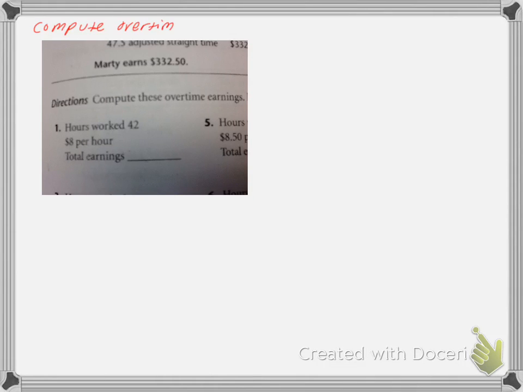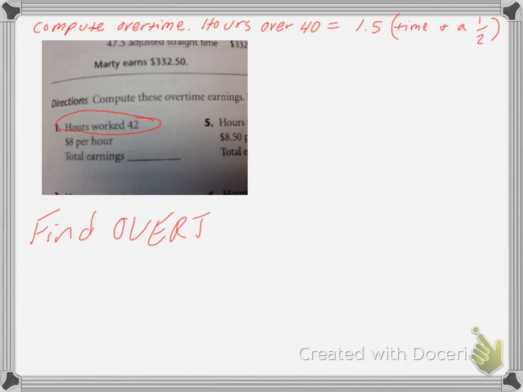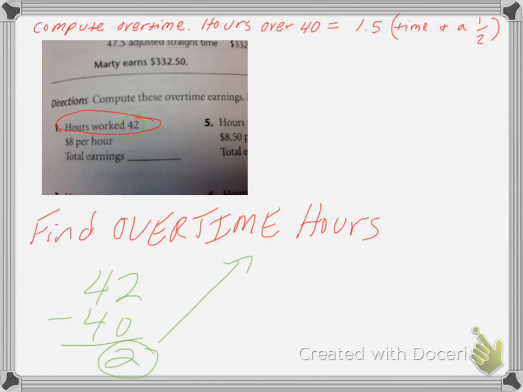So now we're going to compute overtime. For any of these jobs, hours over 40 equals 1.5 times. So you need to find the overtime hours. So it would be, for this problem, 42 minus the base of 40. So 40 is the base for the week, how many hours you worked, and then the overtime hours are probably going to be the 2.